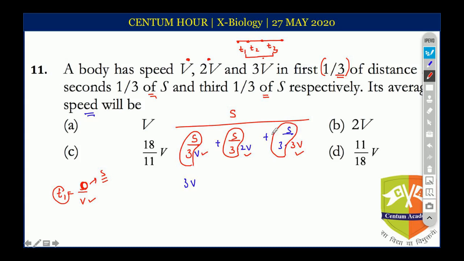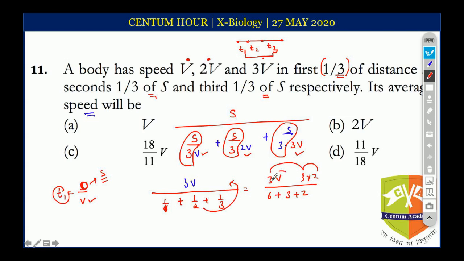Yeah, very good. Now, mathematically, we have taken S common and cancelled the numerator and denominator. 3V from the denominator is common and has been sent up. We have 1/V, 1 by 2, 1 by 3. If you calculate, you will get the answer. Denominator is 6, yes or no? Plus 3 plus 2. Numerator is 3 into 2, which came from the denominator, and already there was a 3V. So it is 18V by 11.